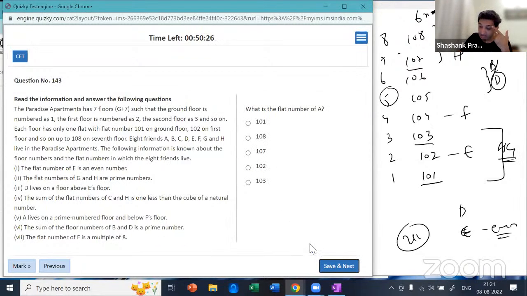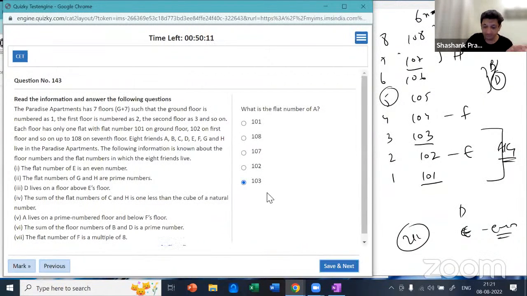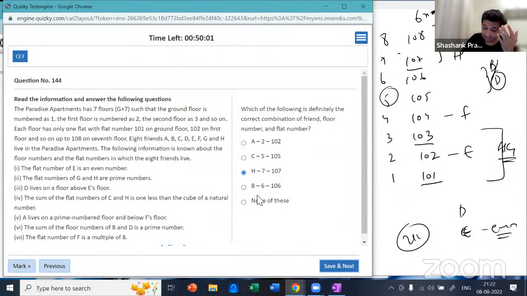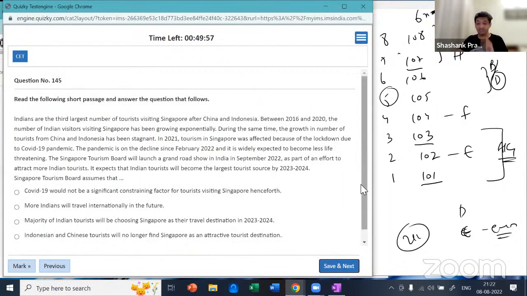Flat number of A, 101 or 103. Okay. I don't know. We have to consider this thing. I think they mean that prime number below F's floor, so I think they mean 103 then. Not sure. Okay, I'll go with this. Correct combination of friend and floor: A2 102 definitely no. C5 105 no. H7 107 yes. B6 106 can't say. Okay, that was a good one.